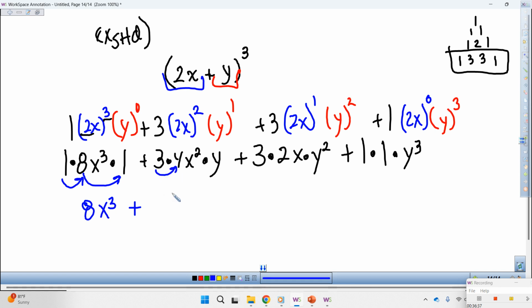Plus 3 times 4, 12. Bring down the x squared y. Plus 3 times 2, 6. X, y squared. Plus 1 times 1 is 1 times y cubed, y cubed.